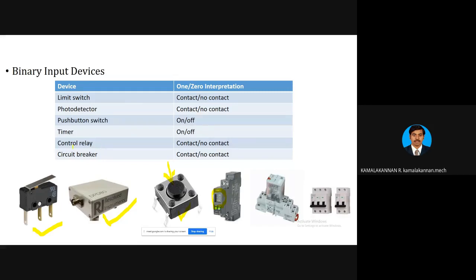Next one is the control relay. This control relay is nothing but it will control the flow of current. When you have contact and non-contact, it depends upon the flow of current. Last one is the circuit breaker. As you know, you might have already seen that when you have a low voltage or high voltage, it will break. Depending upon that, it will give the input to the PLC. So these are some basic input devices used for the PLC.